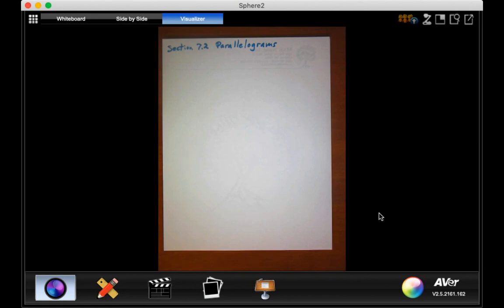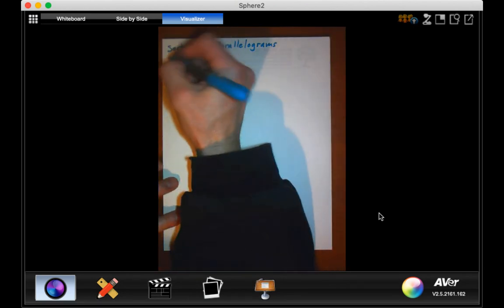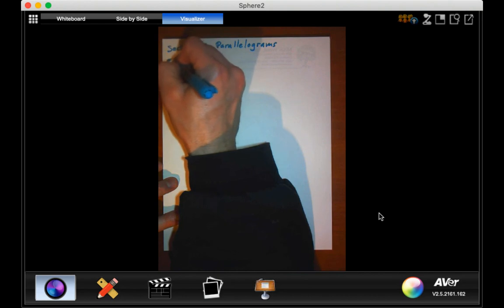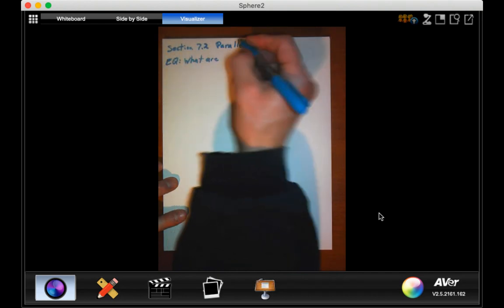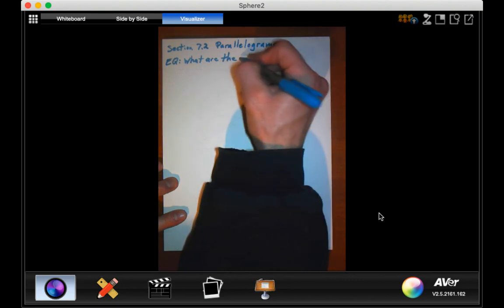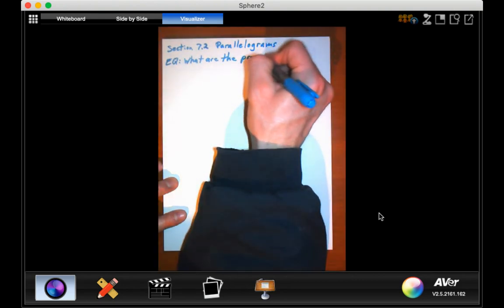I'm going to teach you section 7.2, parallelograms. Our essential question of the day is, what are the properties of parallelograms?